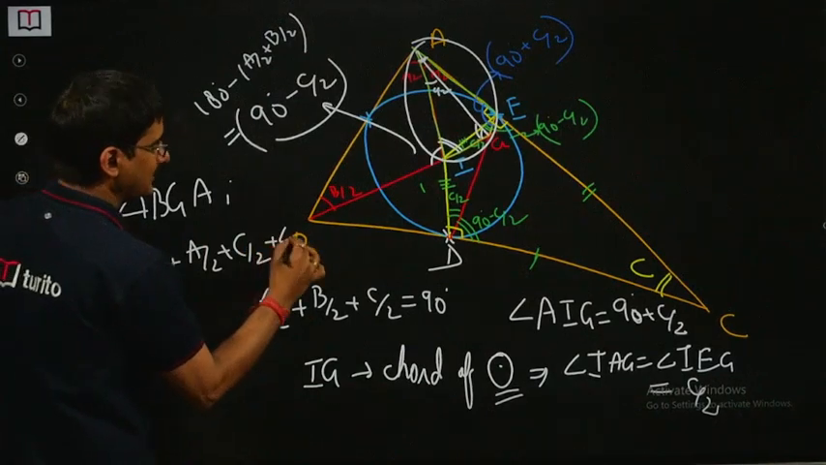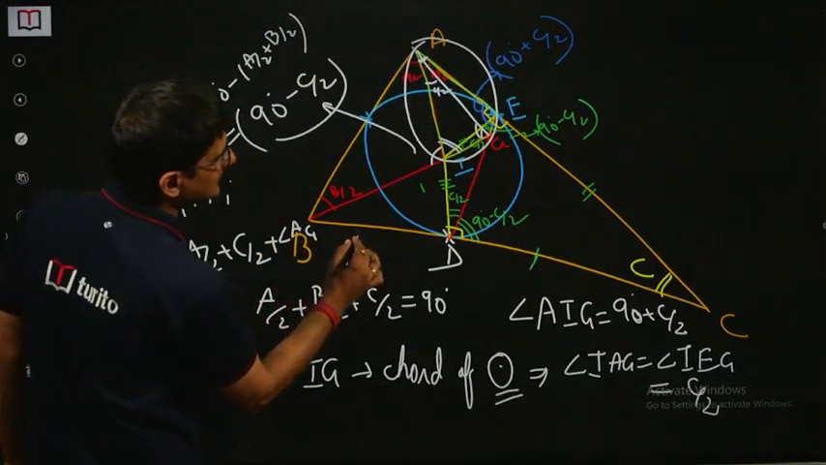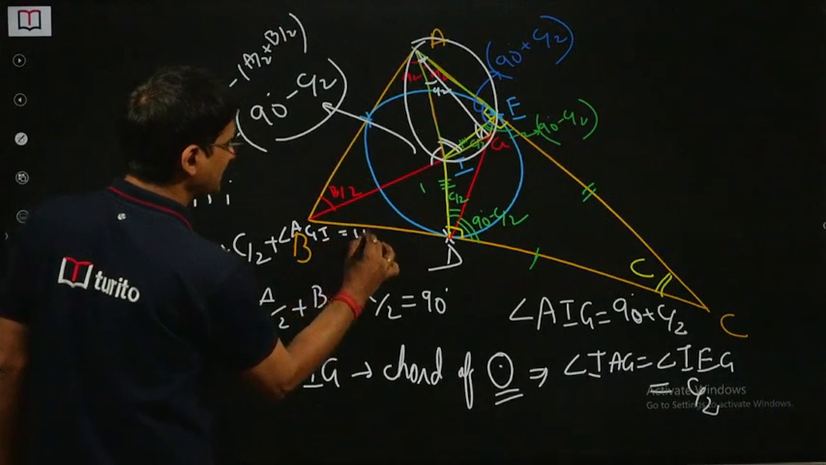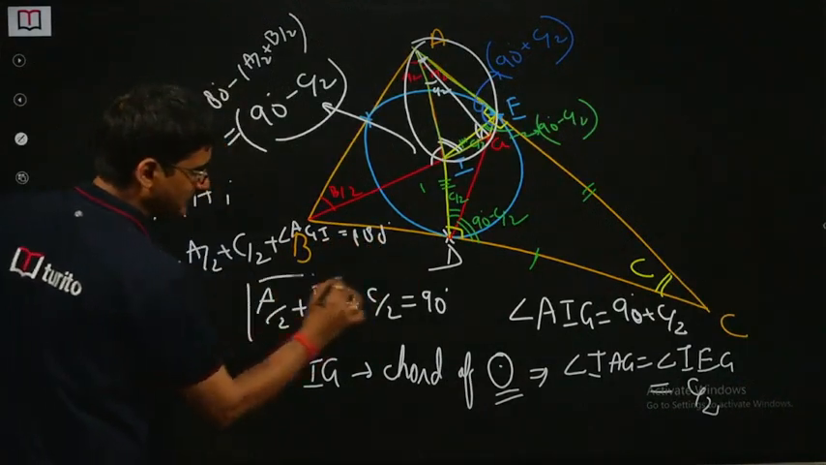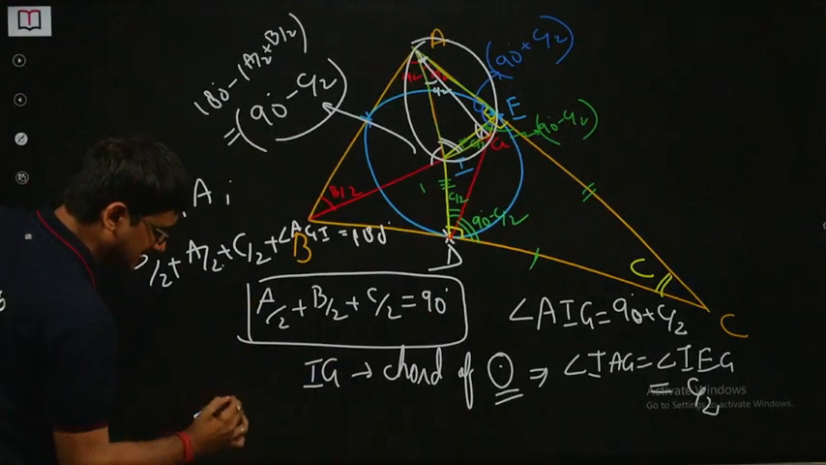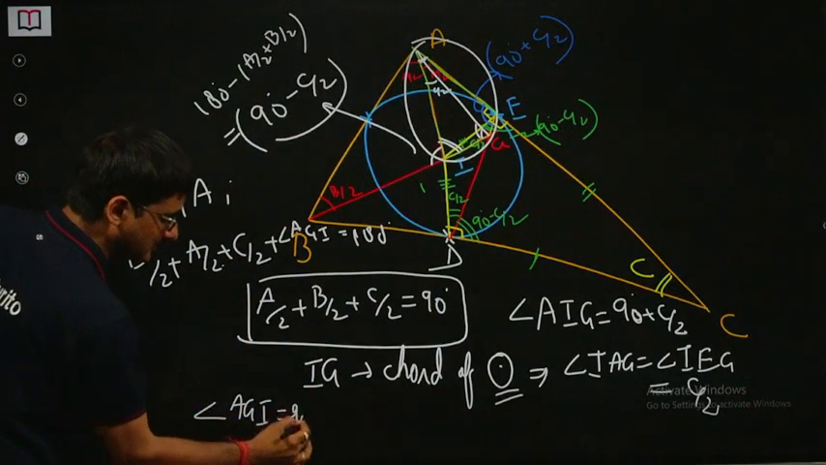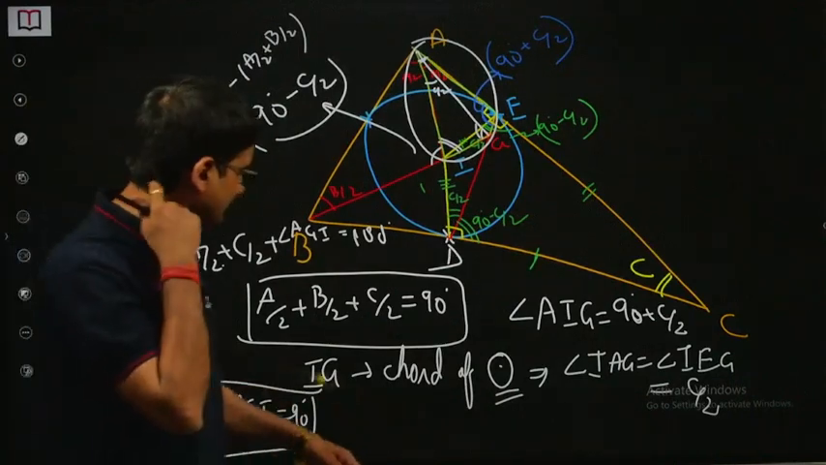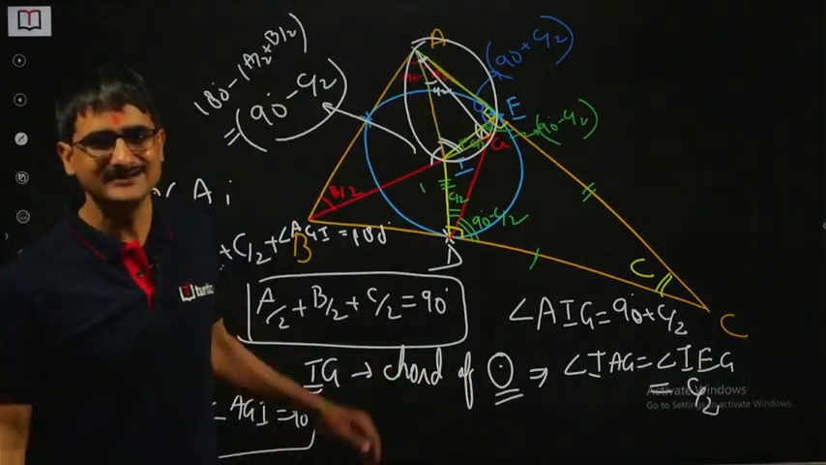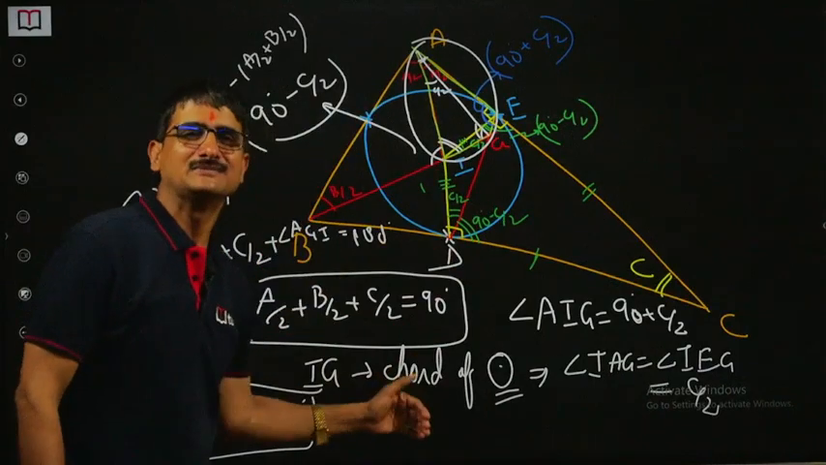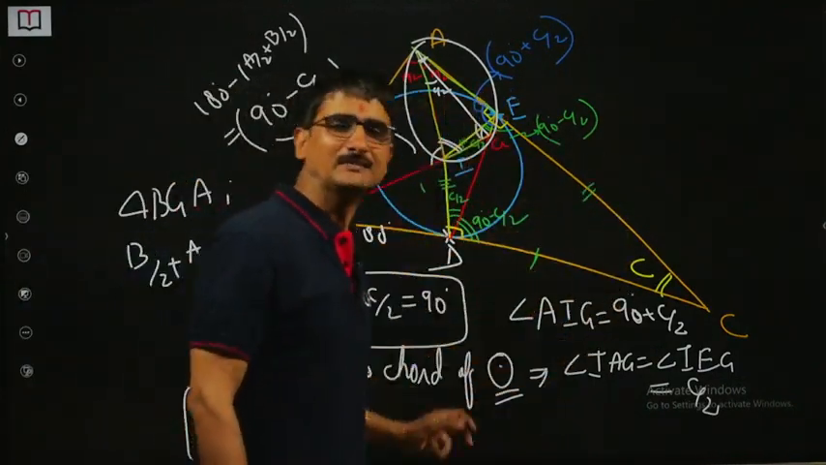Okay, plus angle AGI is 180 degrees. And we know A/2 plus B/2 plus C/2 is 90. So hence angle AGI is 90 degrees. See, only those students I know will be able to understand who will follow this video step by step. Just by looking at it, it might be a bit confusing.